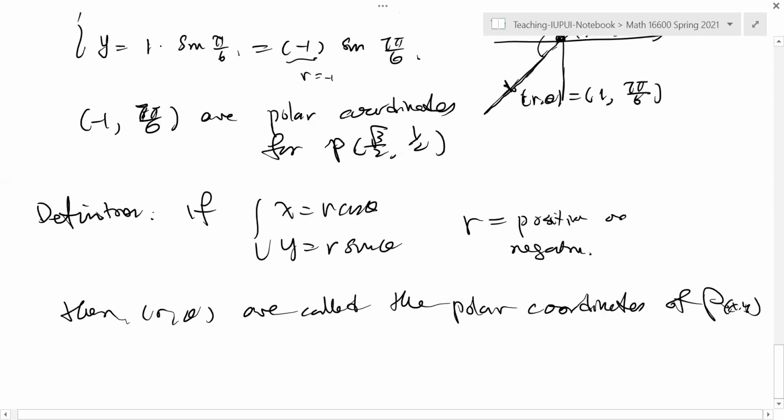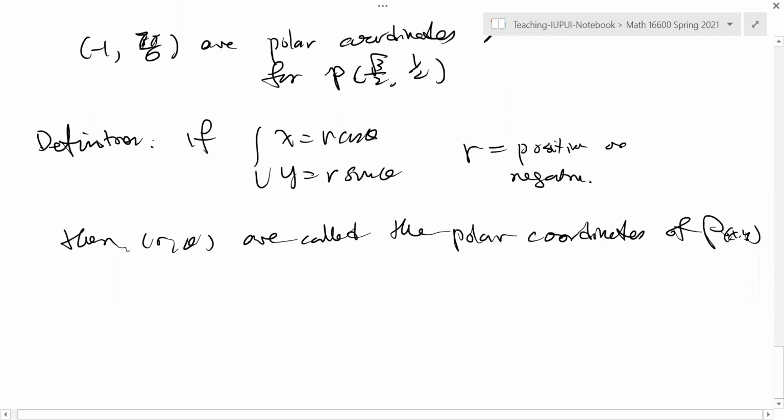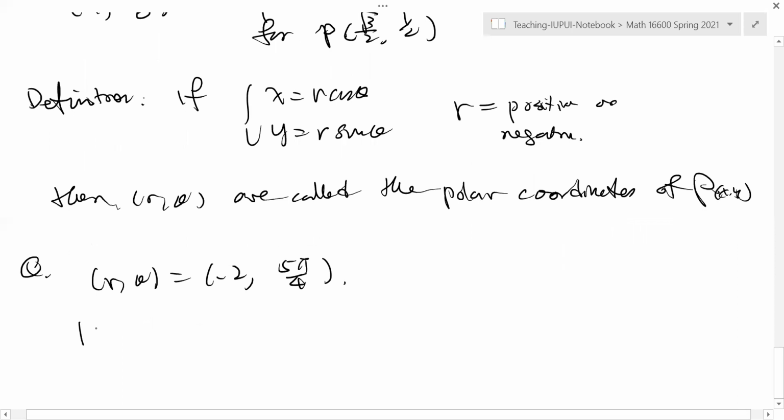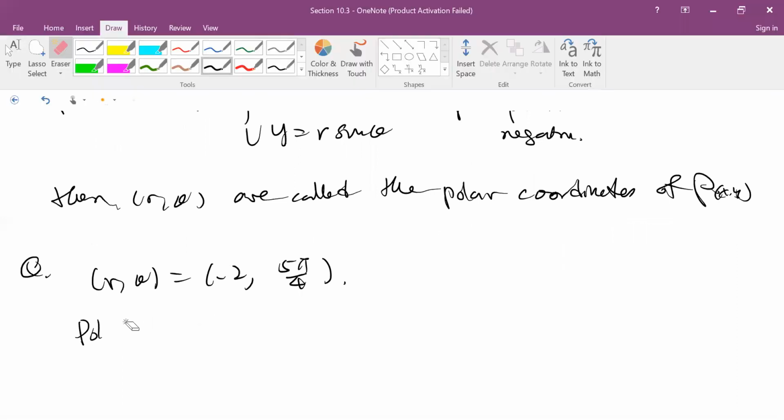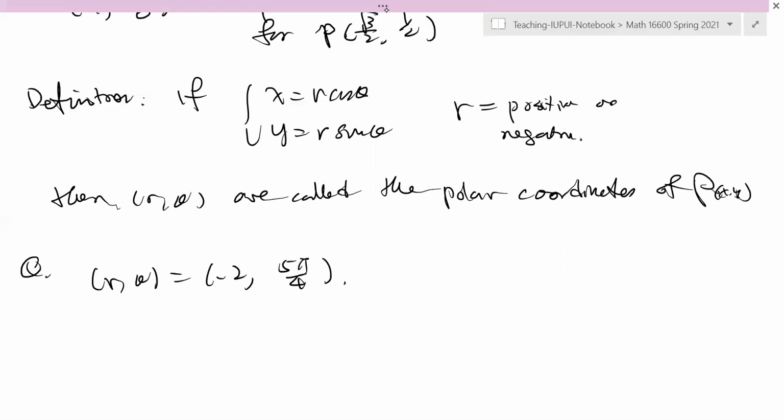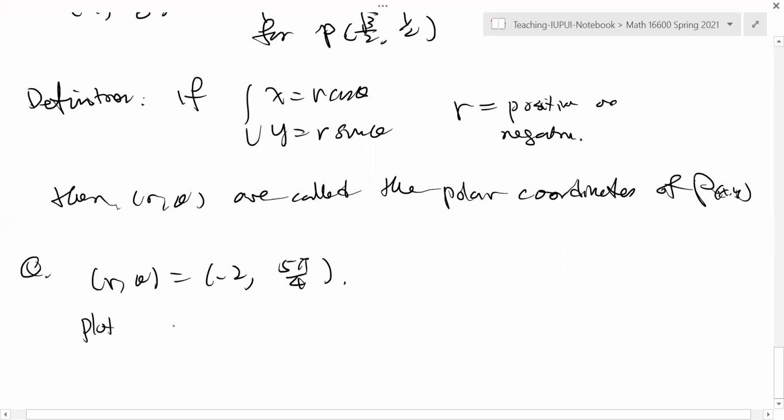So R could be negative, but how do you describe the point if R is negative? I just showed you, right? So let's take a look at R equals -2 and theta equals 5 pi over 4. Plot the point in the XY plane, in the Cartesian coordinate system.